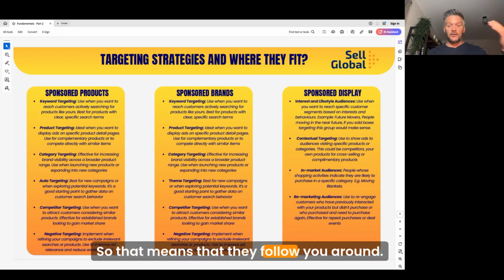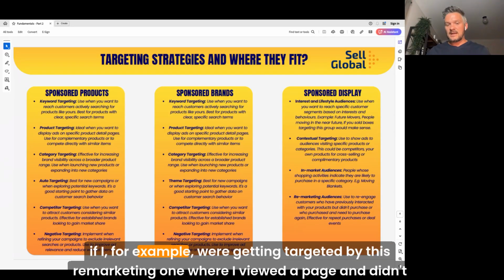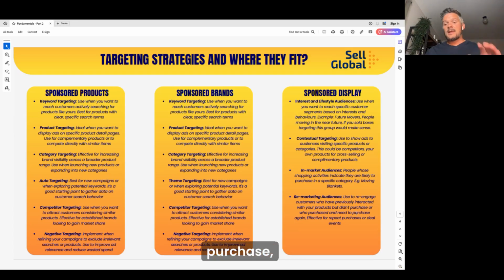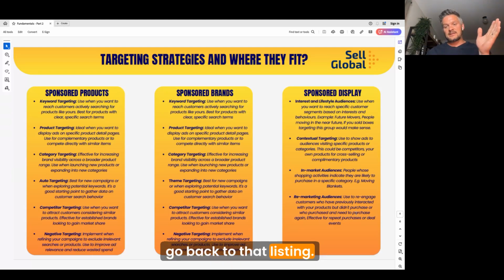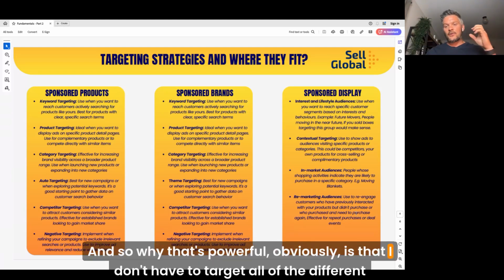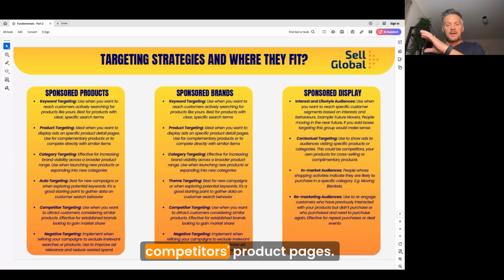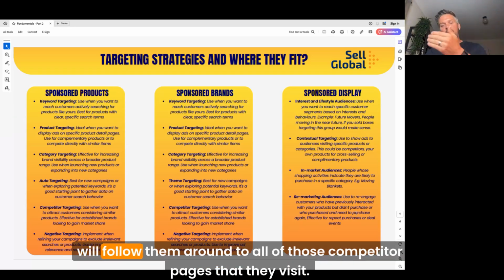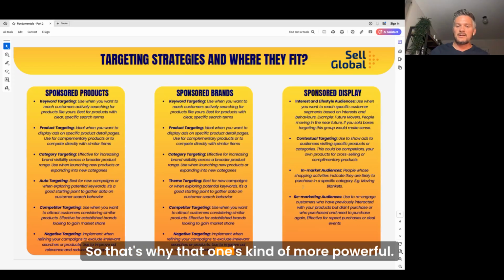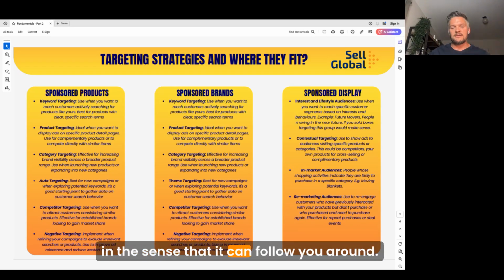audience-based, so that means that they follow you around. So if I, for example, were getting targeted by this remarketing one where I viewed a page and didn't purchase, it would follow me around to other products that I clicked on to potentially try and get me back to go back to that listing. And so why that's powerful, obviously, is that I don't have to target all of the different competitors' product pages. I can just target the audience that's interested or that has looked at my product before, and my ad will follow them around to all of those competitor pages that they visit. So that's why that one's more powerful in the sense that it can follow you around.